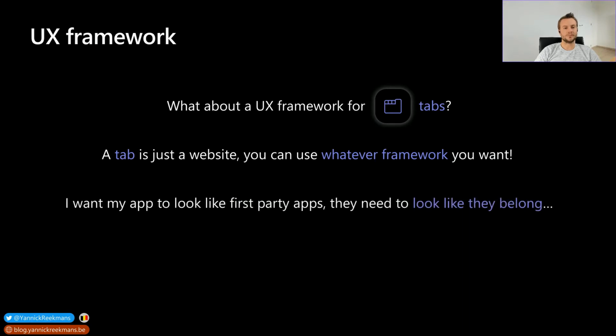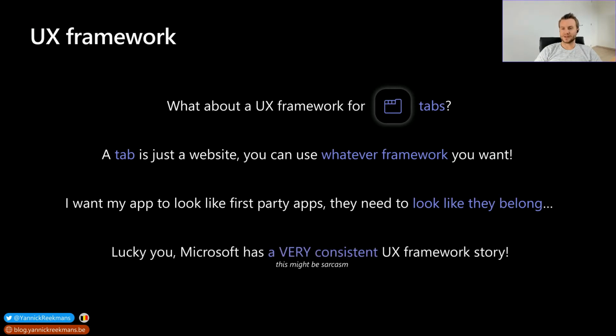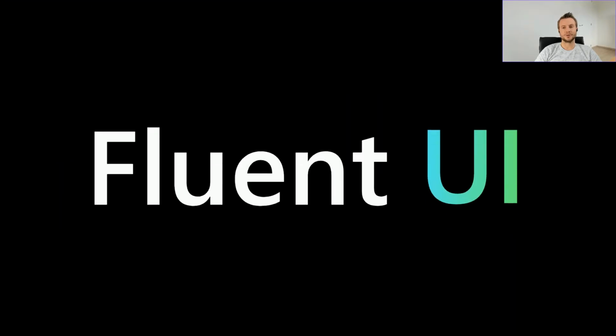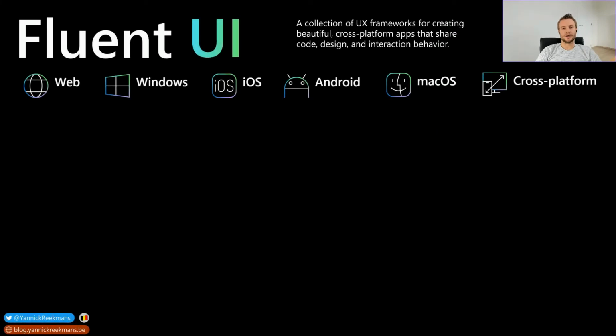But what if you want your app to look like all the first-party applications that Microsoft delivers on Office 365? Because I want my application to look like they belong inside of Teams. Well, lucky you, Microsoft has a very consistent UX framework story. Mainly, this is called Fluent UI. Now, Fluent UI is a collection of UX frameworks for creating beautiful cross-platform applications that share code, design, and interaction behavior.